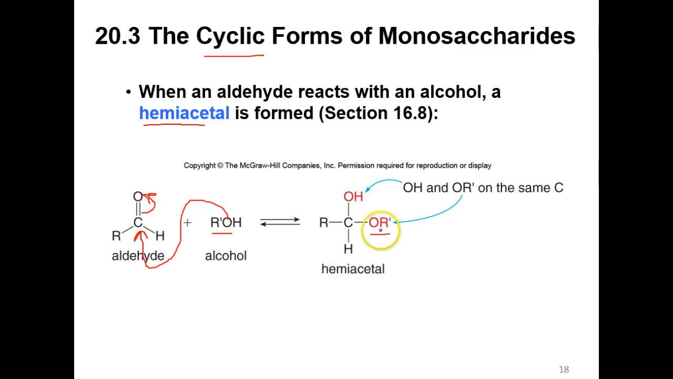Remember, it's a hemiacetal because it's half of an acetal. Again, you have a carbon with two oxygens, that's one and that's two. One of them has an H and one of them has an OR. Remember, an acetal is just with two OR groups, just to remind you, that's an acetal. Okay?